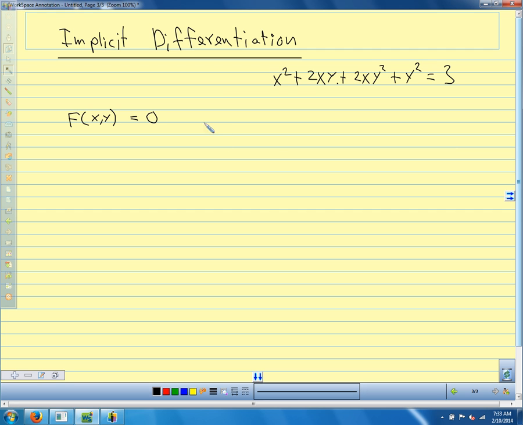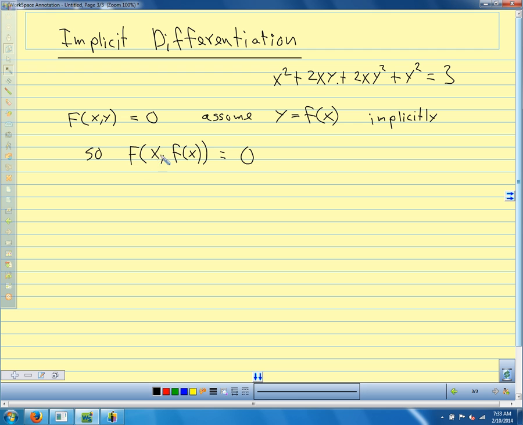And we assume that y is a function of x. So we're going to say that this y is an implicit function of x. We don't have it written out as y equals f of x. We're going to assume that y is f of x implicitly. So I can say F of x, f of x equals 0.